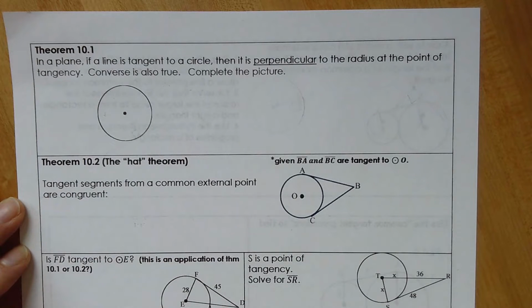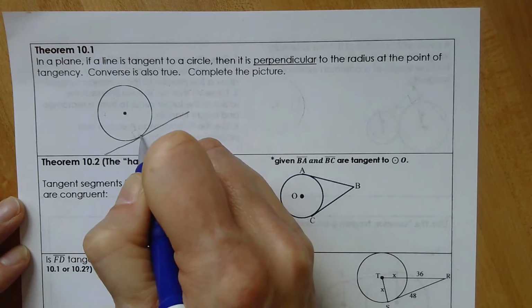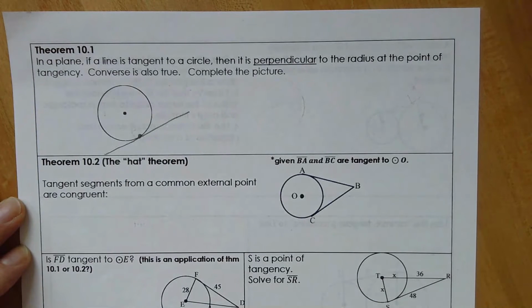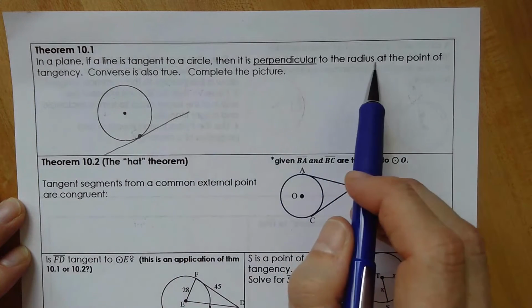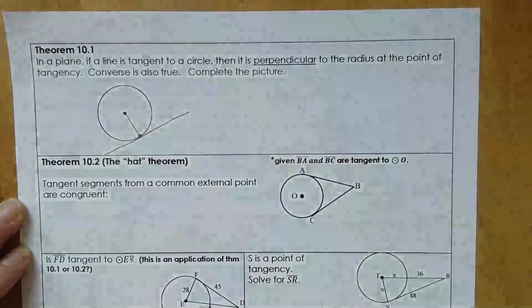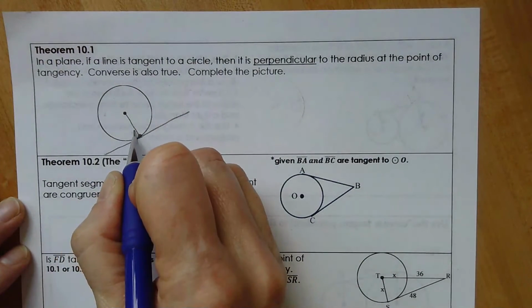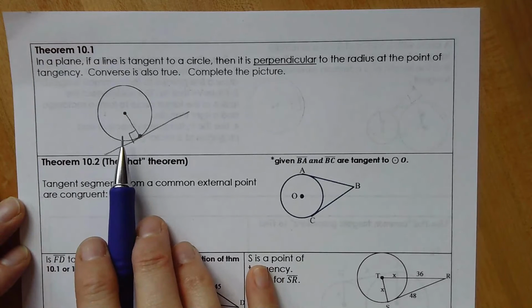Okay, lots of vocab. So in a plane, if a line is tangent to a circle, that means a line that comes along and hits the circle at that one point, then it is perpendicular to the radius. So we're going to draw in the radius to that point. And what we know is that they are perpendicular. All right, and that ends up being really important. The converse is also true, although I want to say 99% of the time we just use it in this way. So I think we're only going to talk about this.